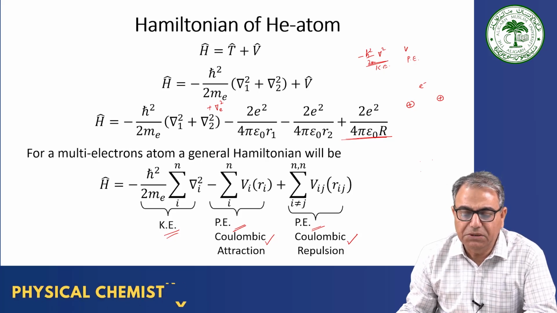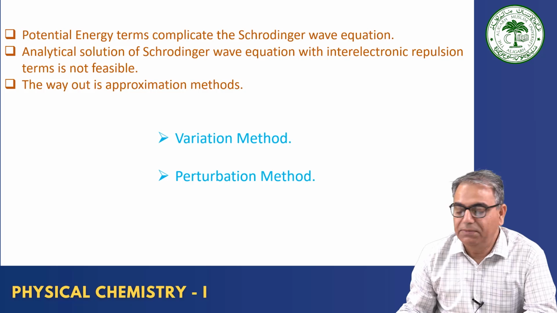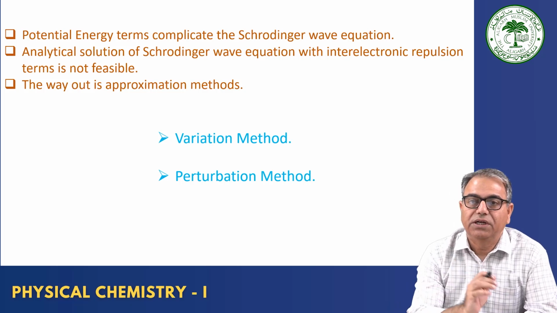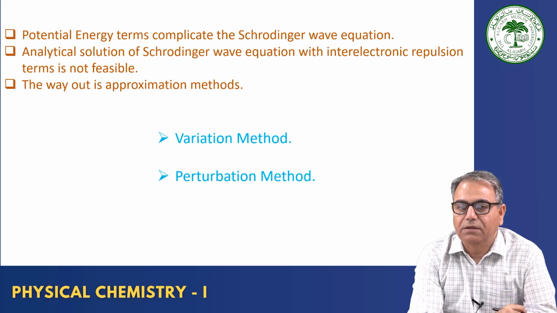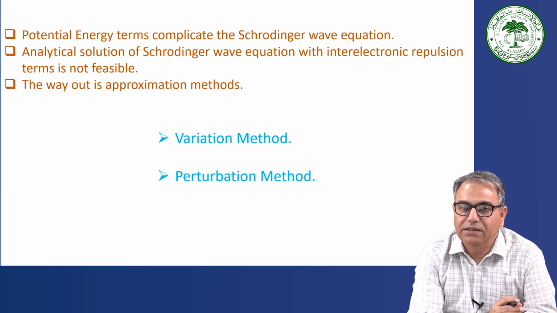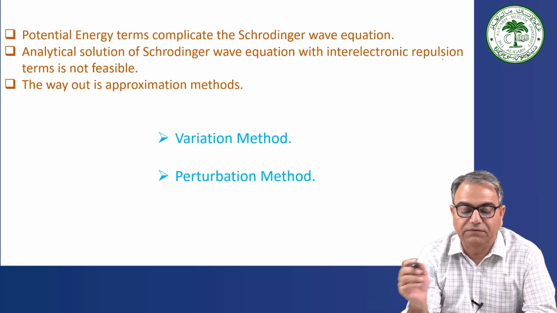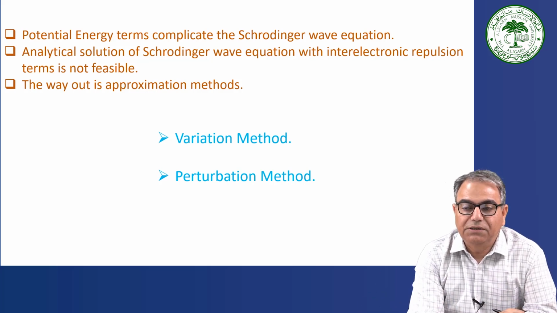Okay, but even with that approximation, it becomes very difficult to solve the Schrodinger wave equation for multi-electron atoms or even for small molecules, because the potential energy terms become very complicated. So any analytical solution, any exact solution of the Schrodinger wave equation becomes impossible because of the repulsive term, the interelectronic repulsive term. So does it mean that the road ends here?